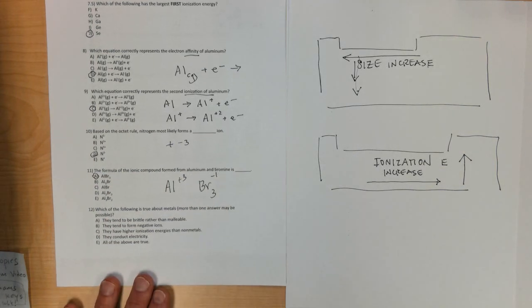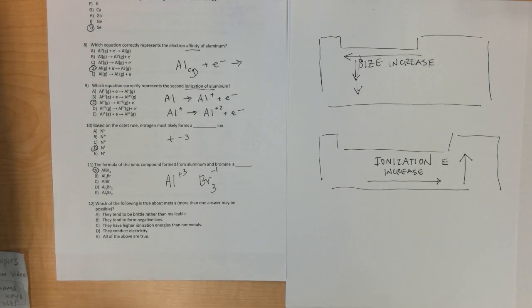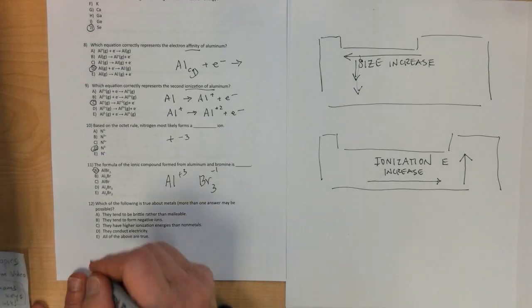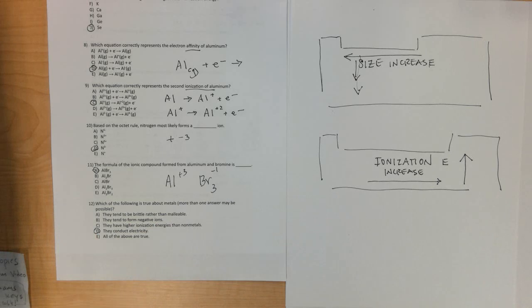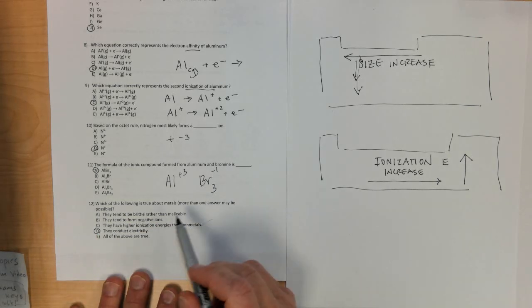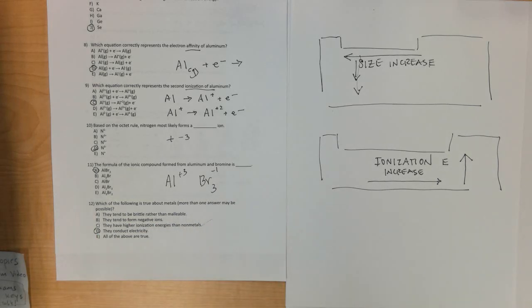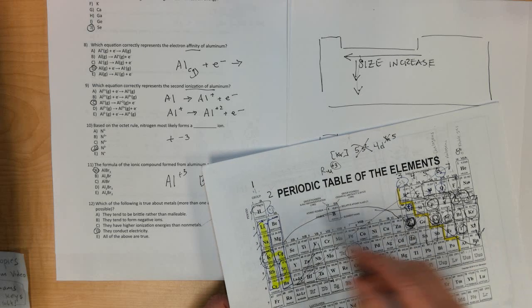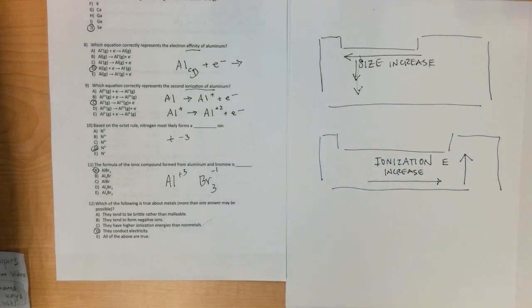Which of the following is true about metals? More than one answer is possible. Well, they conduct electricity. They don't have higher ionization energy. They don't tend to form negative ions. They form positive ions. All of these guys over here do. And they are malleable for the most part.